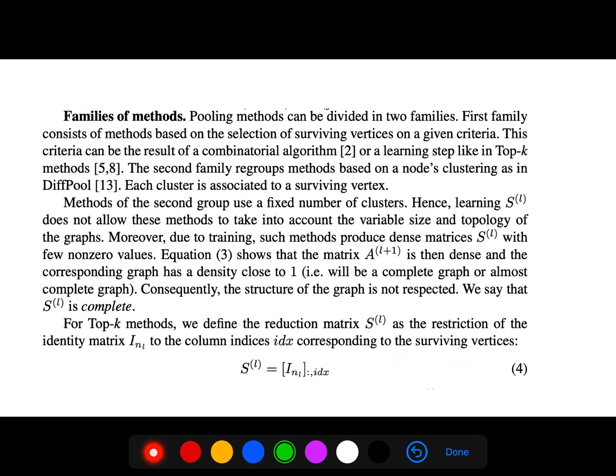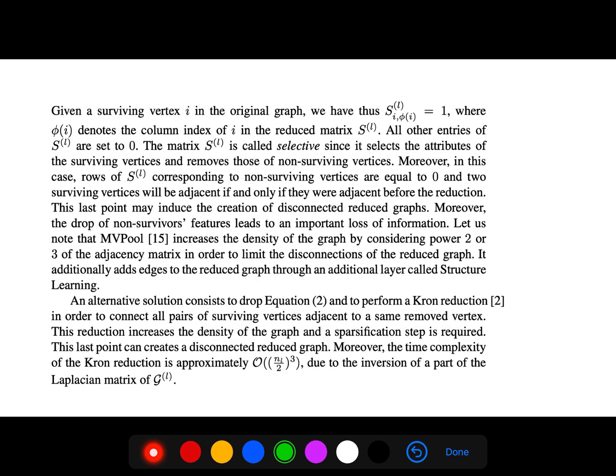The top K methods, which is one of the important paradigms in graph pooling, we define the reduction matrix as the restriction of the identity matrix to the column indices corresponding to the surviving vertices. Given a surviving vertex in the original graph, we have this, where phi of y denotes the column index of y in the reduced matrix. All other entries are set to 0. The matrix S sub L is called selective since it selects the attributes of the surviving vertices and removes those of non-surviving vertices. Moreover, in this case, rows of S sub L corresponding to non-surviving vertices are equal to 0, and two surviving vertices will be adjacent if and only if they were adjacent before reduction.